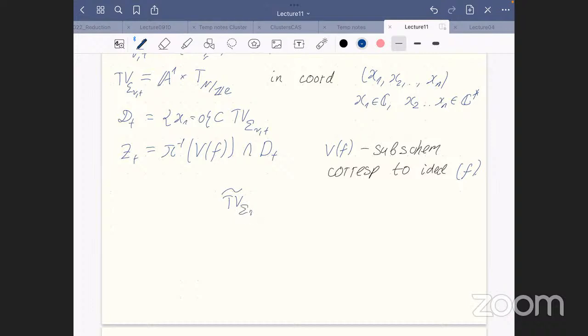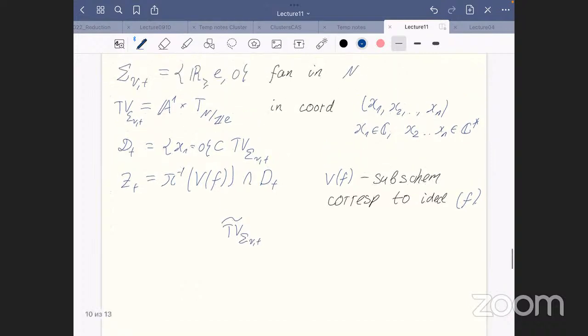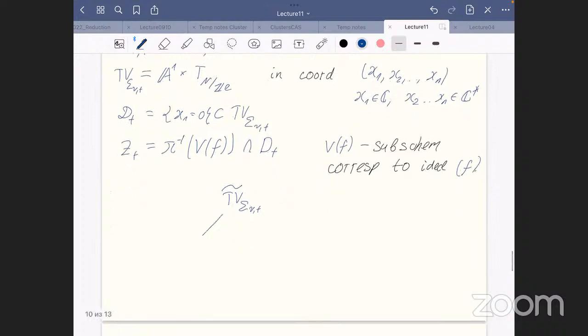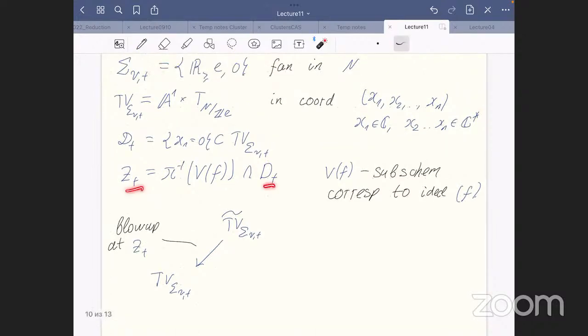Of CV plus to be a blow up of TV of sigma v plus. Blow up at this divisor C plus. Generally speaking, d plus is determined by the equation x1 equals 0, and this is determined by the equation f equals 0. Recall that f doesn't depend on x1. So this is some variety of codimension 2, and we can take blow up here.